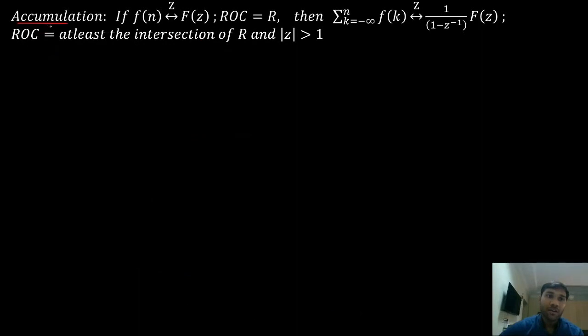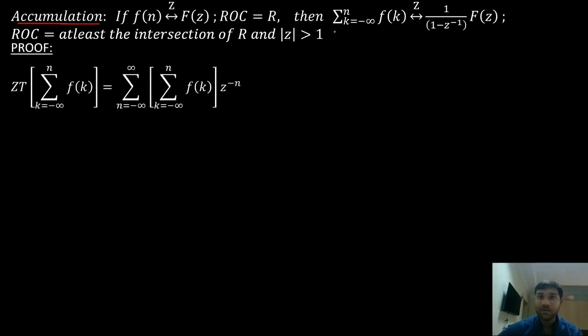Now accumulation is something similar to integration, but since it is a discrete time signal, we cannot perform integration, so we call it accumulation. So the accumulation proof goes like this. The z transform of summation k equals minus infinity to n, that is from minus infinity to the present point, we are going to accumulate all the values of f of k. So what is the z transform corresponding to such a signal?